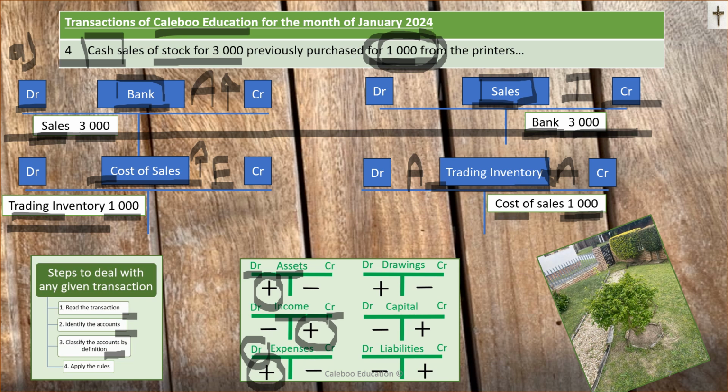And the contra account to trading inventory in this case is cost of sales. So cost of sales was debited and trading inventory was credited. We applied our rules. Cost of sales, increase in expense. Trading inventory, decrease in assets. At the cost price of the goods being sold.